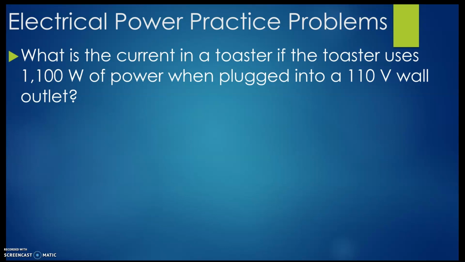Okay, our next problem says, what is the current in a toaster if the toaster uses 1,100 watts of power when plugged into a 110 volt wall outlet? Again, the first thing we always want to do is write down the given information, what we know. We know that we have 1,100 watts of power. We also know that we have 110 volts, which is our voltage. That means that we are looking for our current.